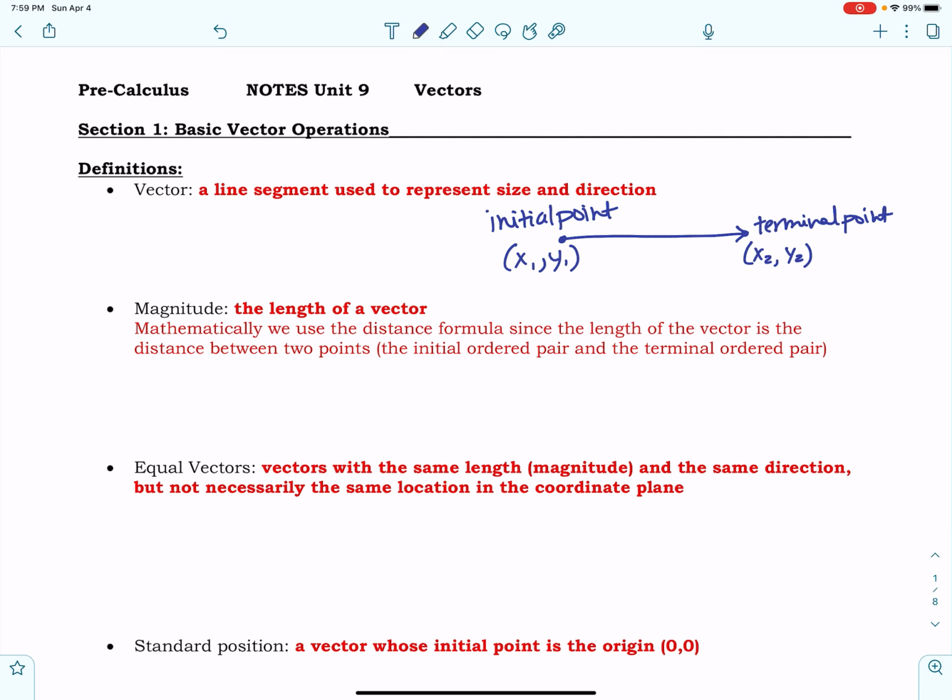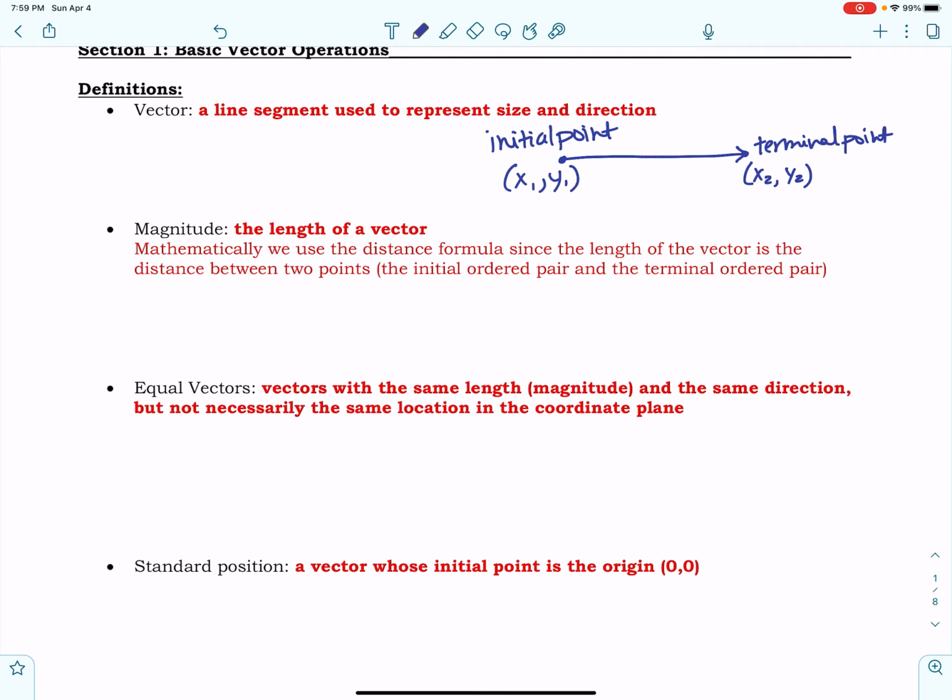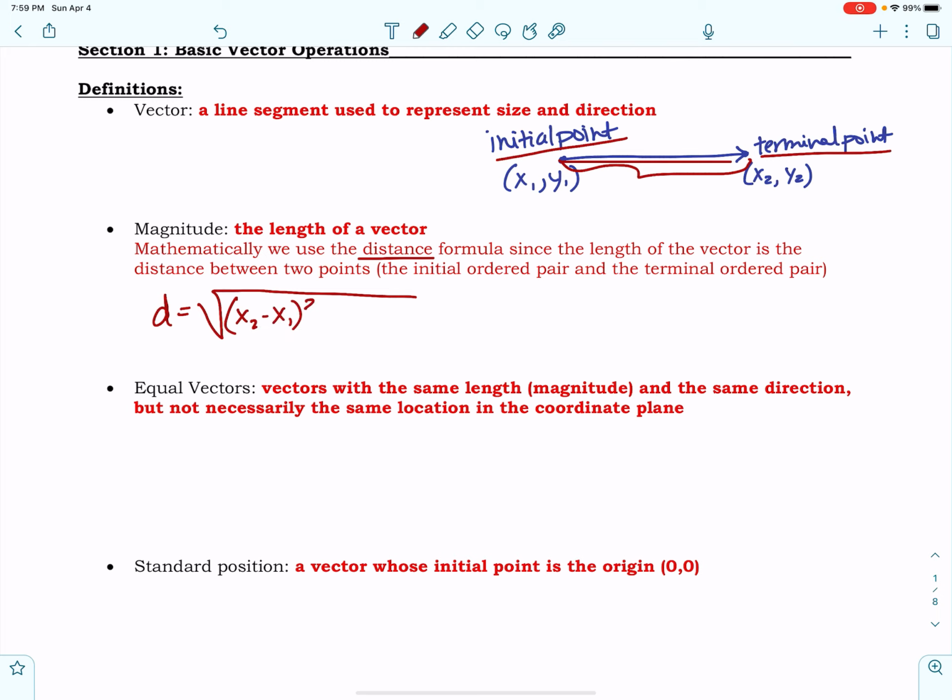All right, so our magnitude, of course, is the length of our vector, and since it is the distance between the initial point and our terminal point, that means that we can use the distance formula, because the distance formula looks like this. It is the calculated distance between two ordered pairs. So we take the difference of the x values and square them, and we add it to the difference of the y values squared. So that's how we're going to do that.